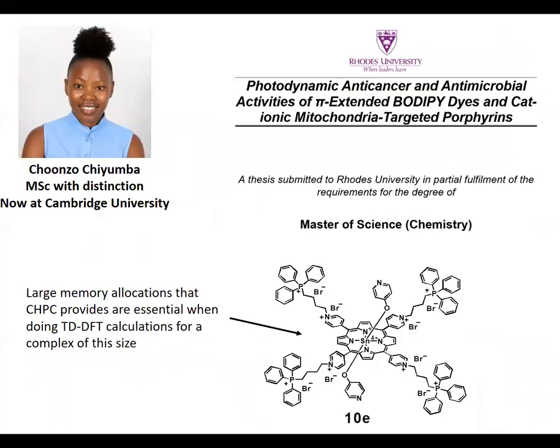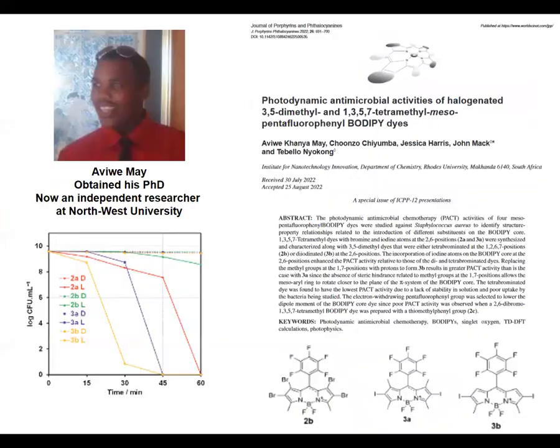Where does CHPC help? Really with the large memory allocations that are provided by CHPC. By the time you have a molecule as large as the one shown on this slide, it really is important to be able to have 45 gigabytes, which is what we tend to use by that point, to be able to run the TD-DFT calculation properly. So CHPC definitely really helps in this context.